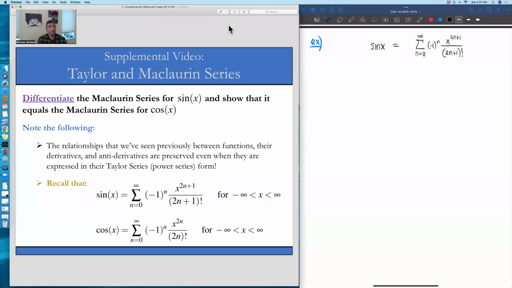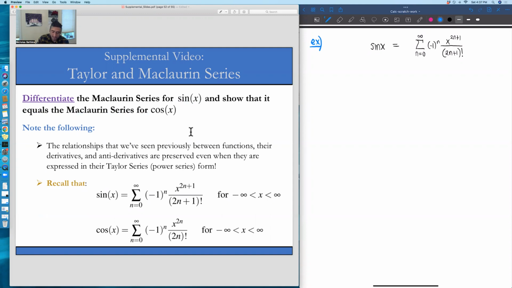In this video, we're going to start with the Maclaurin series for sine of x, and we're going to differentiate it and show that it equals the Maclaurin series for cosine of x. Again, what this is really highlighting is the relationships we know between functions, their derivatives, their antiderivatives. Those relationships are preserved even when they're expressed in their Taylor series or power series form.